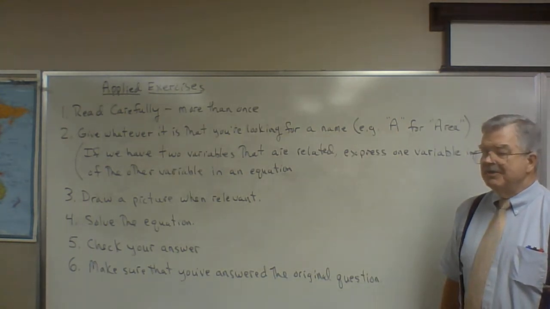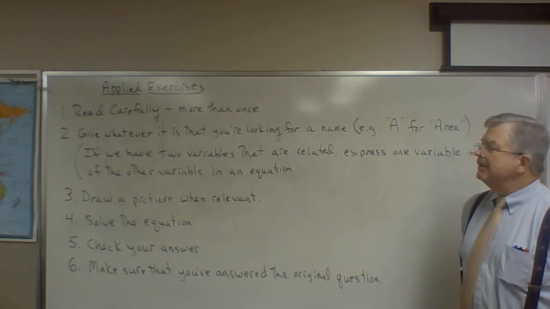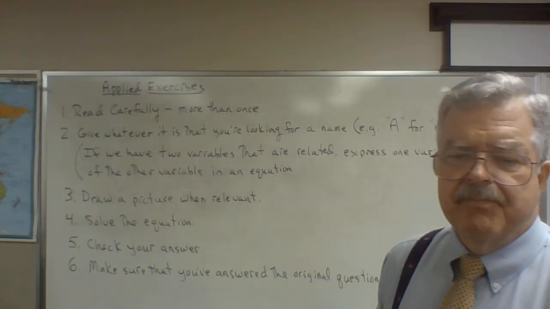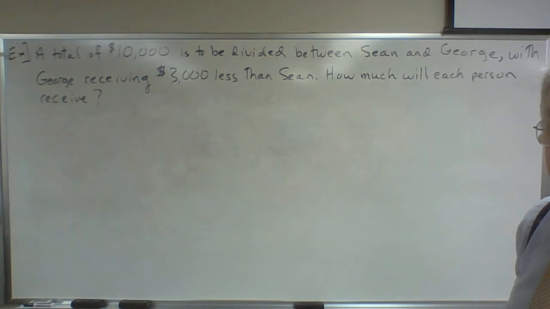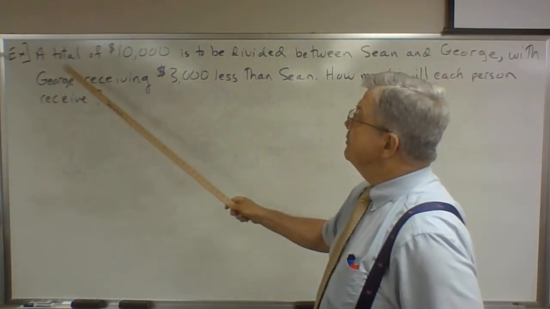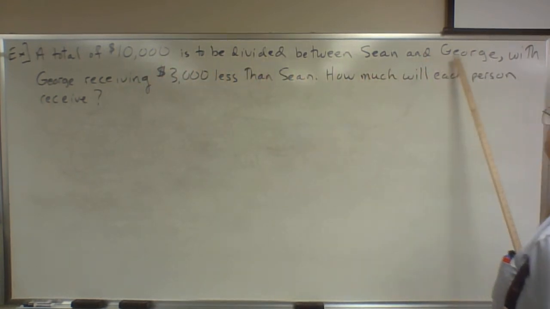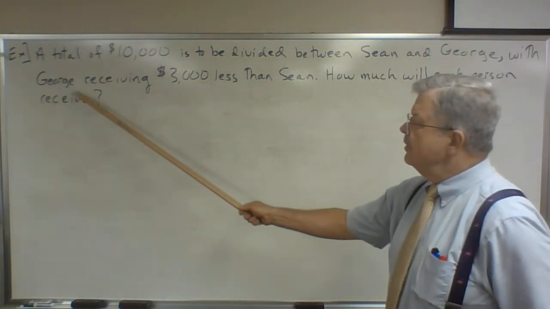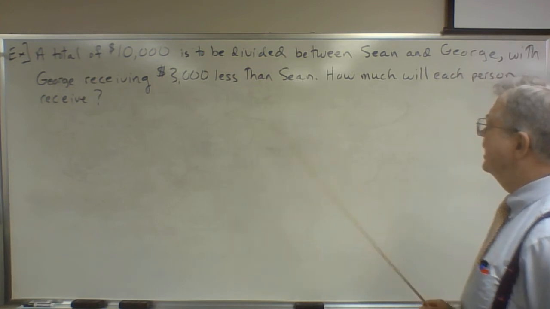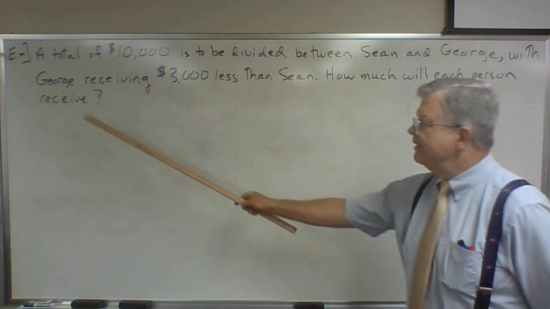These are the steps that the text tells us to take when we do applied problems. Now let's do an applied problem. We'll do the one that we did in class the other day. Okay, here's one of our exercises. A total of $10,000 is to be divided between Sean and George, with George receiving $3,000 less than Sean. How much will each person receive?